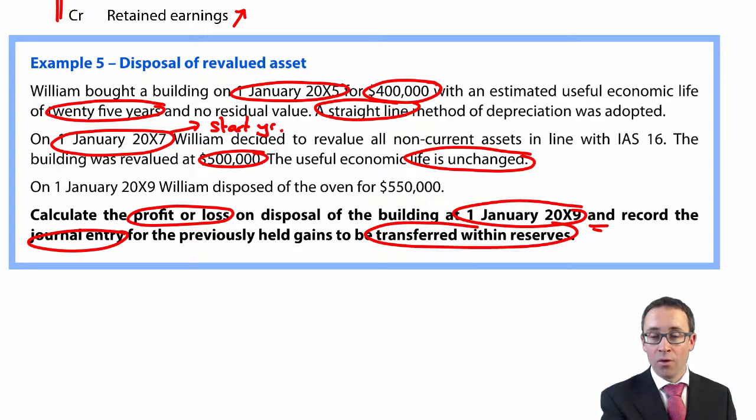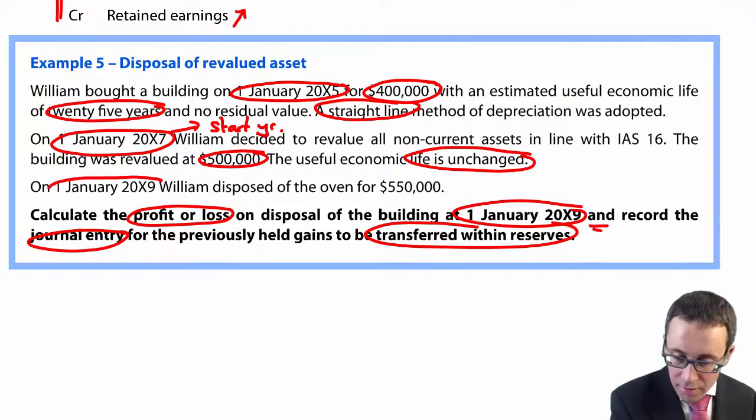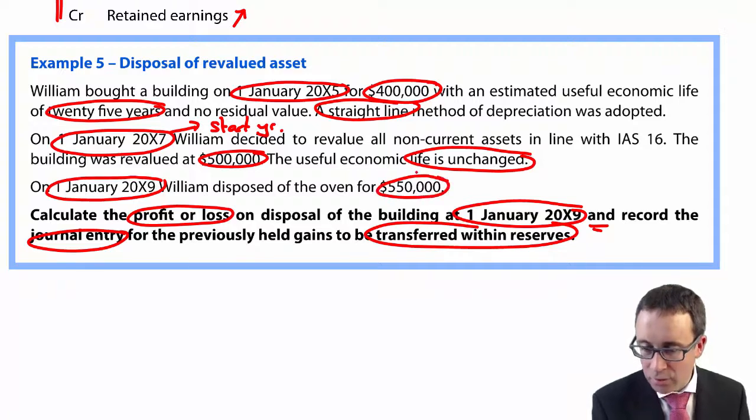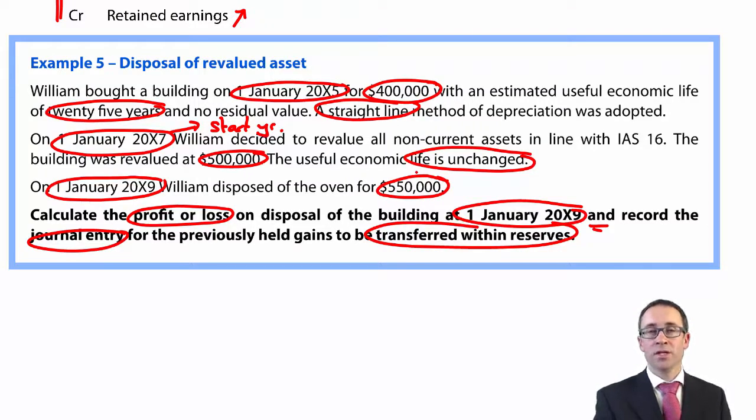So we're going to depreciate it for all of X7 and X8, because we then dispose of it on the 1st of January X9. Okay, so you will need to depreciate it for 2 years. You will need to do 2 years worth of the revaluation transfer. So the transfer through the statement of changes in equity for the excess depreciation. And then when you're working out the profit or loss on disposal, you base it upon the proceeds of 550 compared to the carrying value at the end of December X8, which is the same as the 1st of January X9. Okay, so have a go, work it through.